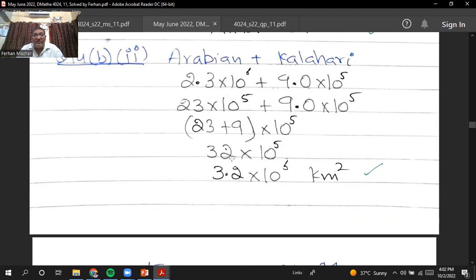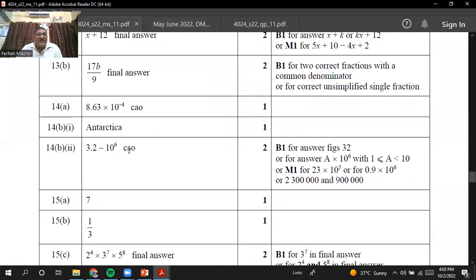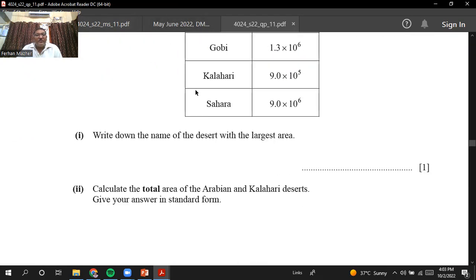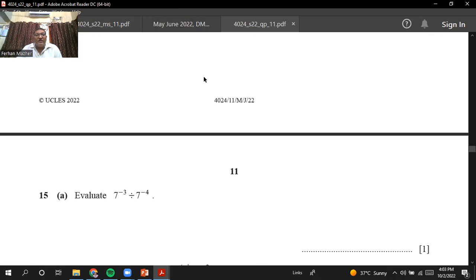This is not the standard form. This number should be less than 10 and more than 1. So this decimal will move one step to the left. So it will become 3.2. And when you move the decimal to the left, the power is increased by 1. So you will have 3.2 × 10^6 kilometer square. So that is how you do question number 14. So let's check the marking scheme. Marking scheme: 3.2 × 10^6 is the right answer, sir. Okay. So that was how you do question number 14.